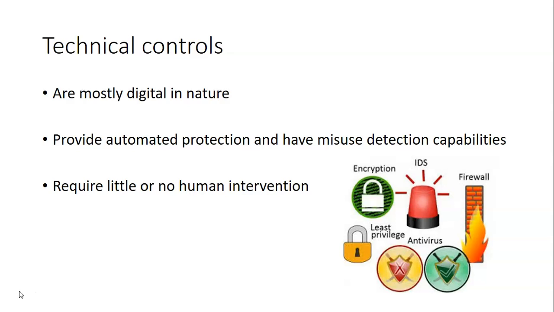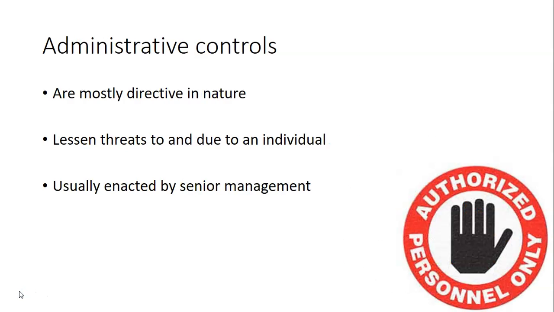Let's go to administrative controls. Administrative controls are mostly directive in nature. Like I said, they are always policy based. An example of administrative controls is this image you are seeing on the screen, authorized personnel only. You can put it on the door of a data center, and that alone creates a mental impression on passers-by that if they have not been explicitly granted permission to access the data center, then probably the data center is not for them.